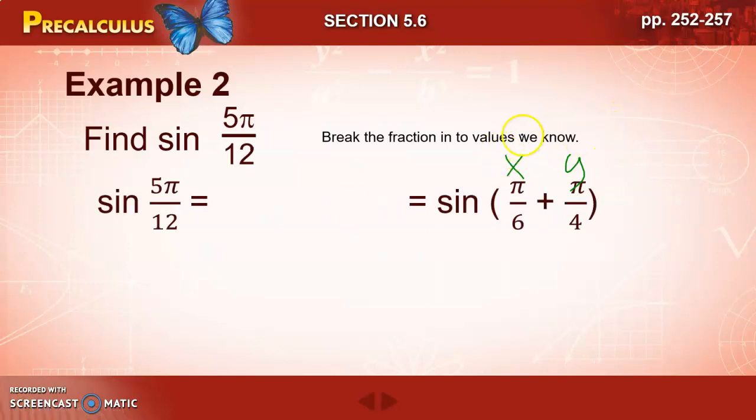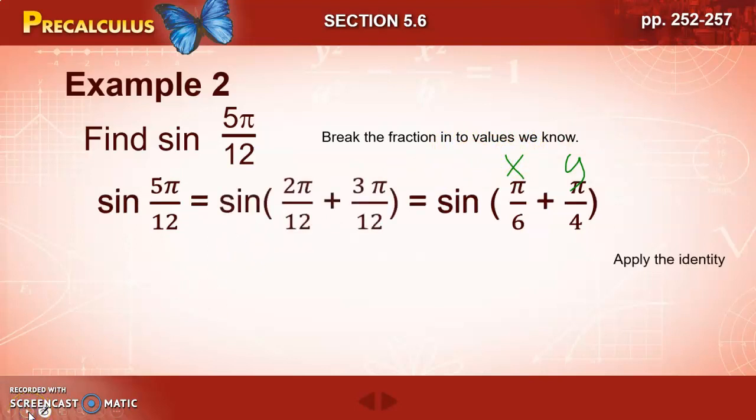The first thing we want to do, again, is break the fraction into values that we know. So 5 pi over 12 can be written as 2 pi over 12 plus 3 pi over 12. And both of those can be simplified to pi over 6 and pi over 4. Both of those are on the unit circle. So this is our first and this is our second term.